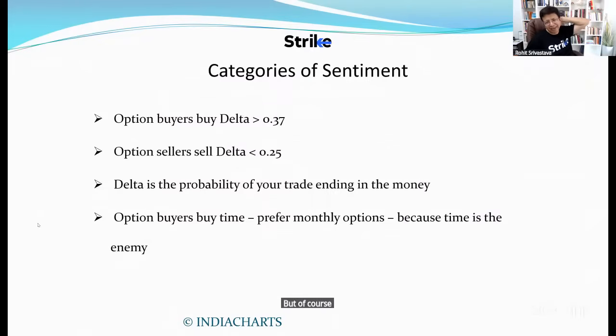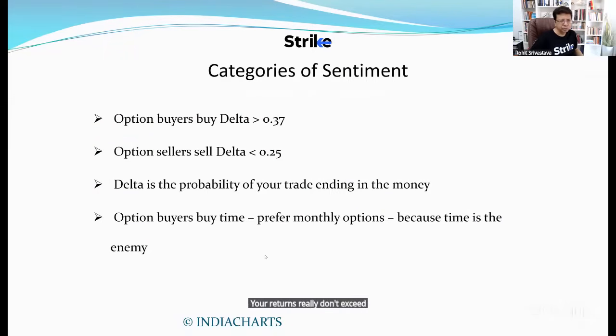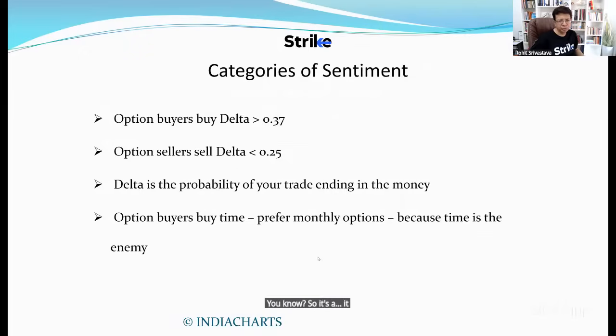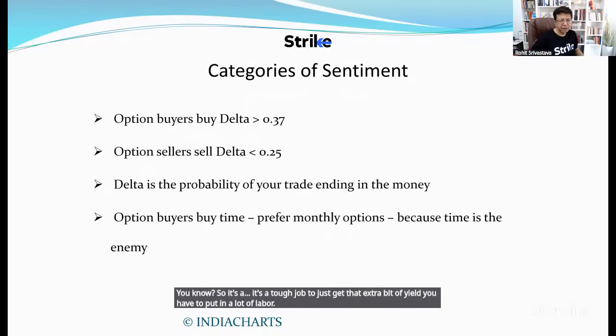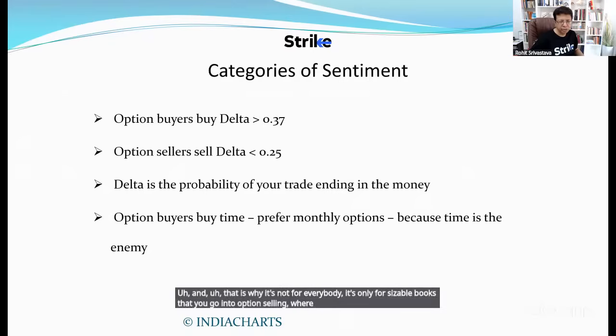But of course, option selling earns you returns on margin, and therefore the returns are a percentage. And if you're hedging those options and doing spreads and all that, your returns really don't exceed much more, maybe 1, 2 percentage points above the bank rate after taxes. So it's a tough job to get that extra bit of yield. You have to put in a lot of labor. And that is why it's not for everybody. It's only for sizable books that you go into option selling, where you're only looking for yield on your money, and not speculation.